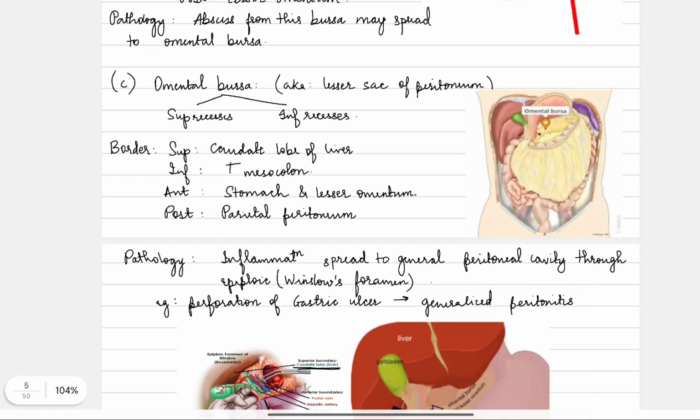Okay. Next is the omental bursa, also known as the lesser sac of the peritoneum. It is divided into a superior recess and an inferior recess. The borders: superiorly the quadrate lobe of the liver, inferiorly the transverse mesocolon, anteriorly the stomach and lesser omentum, posteriorly the parietal peritoneum.